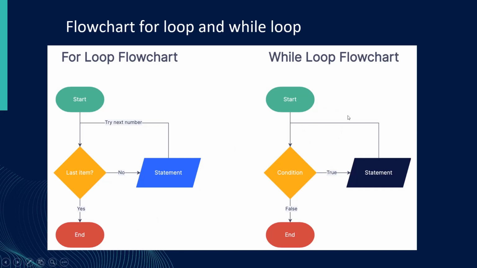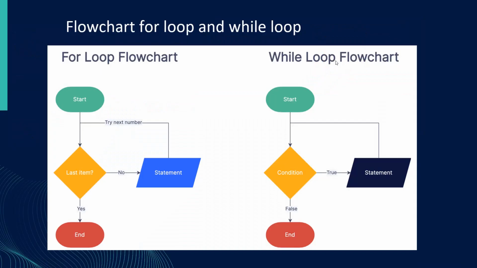And what is happening in a while loop? The while loop starts, and the very first step is to check the condition. If the condition is true, then your statement is going to be executed. If the condition is not true, you end the while loop. Your loop is going to be terminated because the condition is not met. So I hope you understand the working and the difference between the two loops, for loop and while loop.